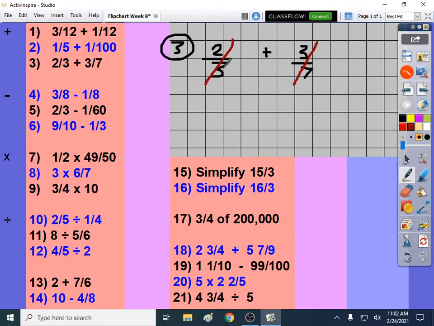How do you know what to put on the bottom? 3 times 7 will give you a clue. 21. So, look at this side. What do you do to 3 to get to 21? You times it by 7. So times the top by 7 as well.